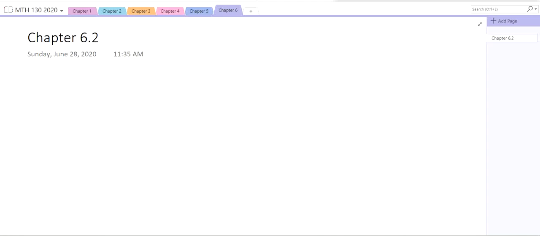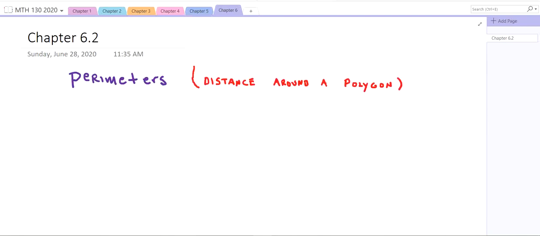Okay, we're going to move to Chapter 6, and let's begin with Section 6.2 and discuss topics in Section 6.2. And 6.2 essentially is the first section in Chapter 6, and it deals with perimeters of polygons. And the perimeter of a polygon is essentially just the distance around a polygon.